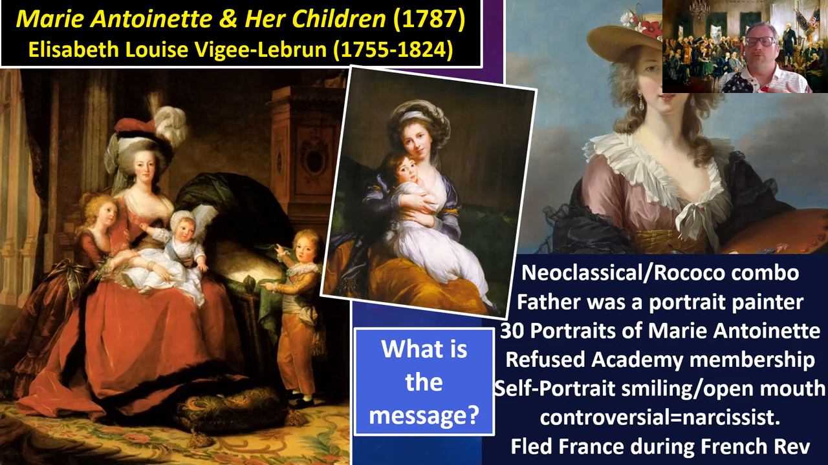Her father was a portrait painter. It's why she was able to come and paint her. She actually becomes the official court painter of Marie Antoinette, and she's trying to soften Marie Antoinette's name and propaganda. She refused Academy membership because of the way they treated Marie Antoinette. Self-portrait smiling with an open mouth, first time we'd ever see that in art. And because of that, she had the thing labeled against her that she must be a narcissist, always smiling.